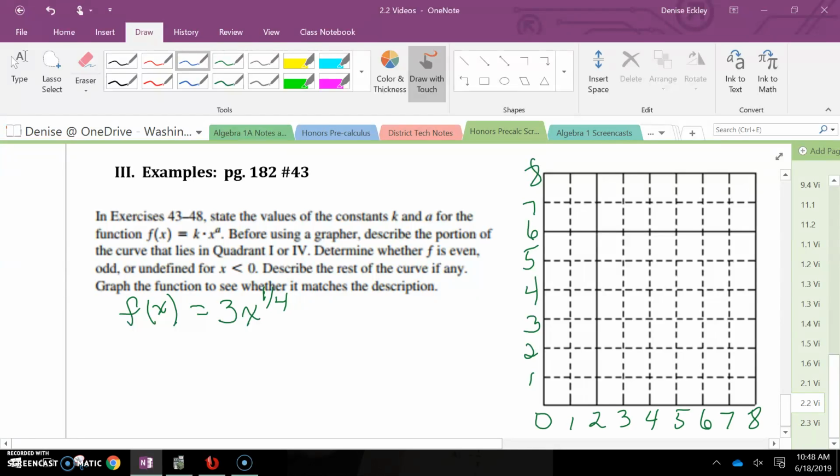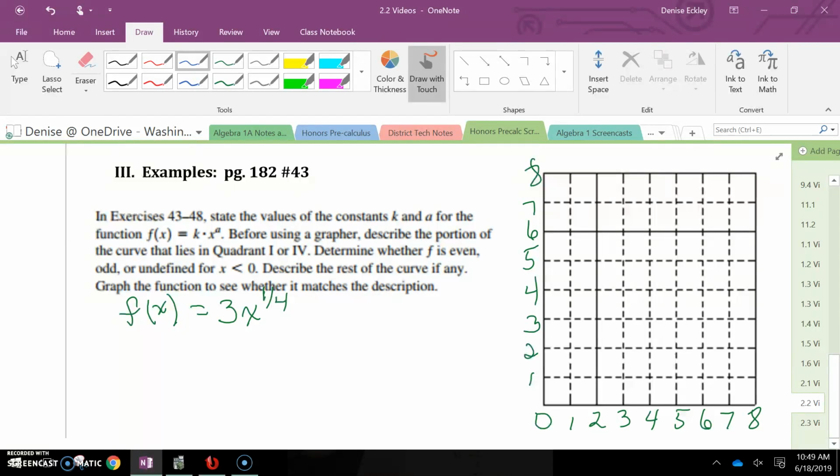Page 182, number 43. We are to state the values of the constants k and a for the function f of x equals k times x to the a. Before using a grapher, describe the portion of the curve that lies in quadrant 1 or 4, determining whether f is even, odd, or undefined for x less than 0. Describe the rest of the curve, if any. Graph the function to see whether it matches the description.